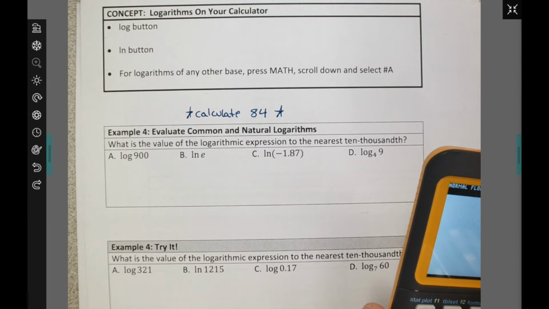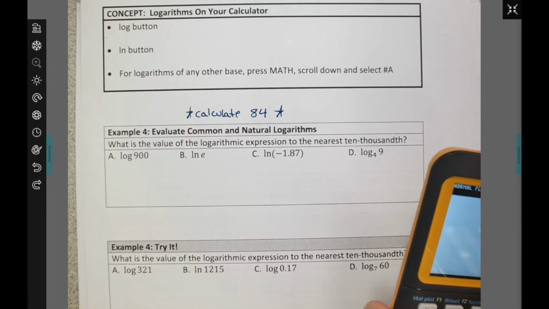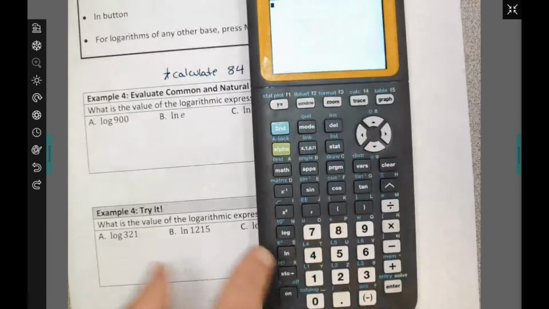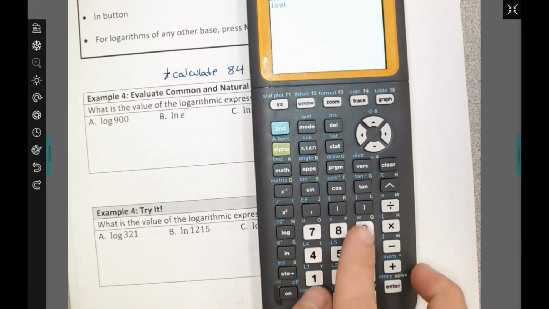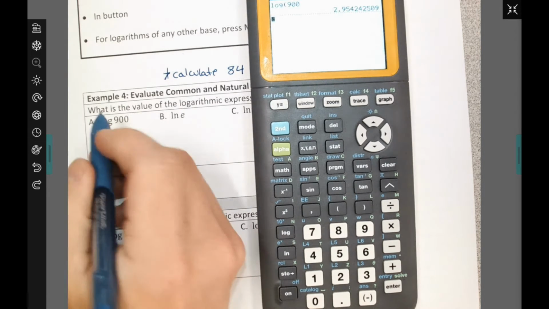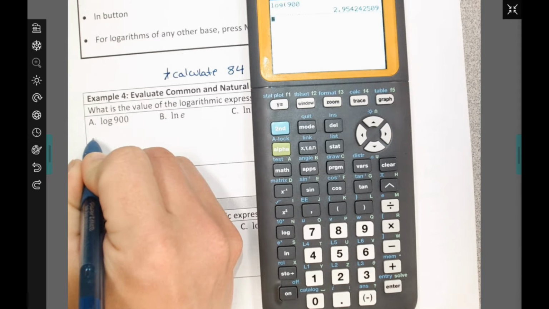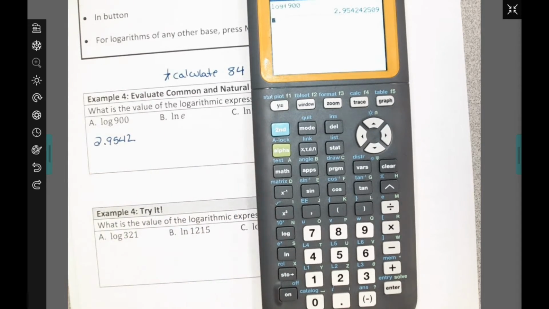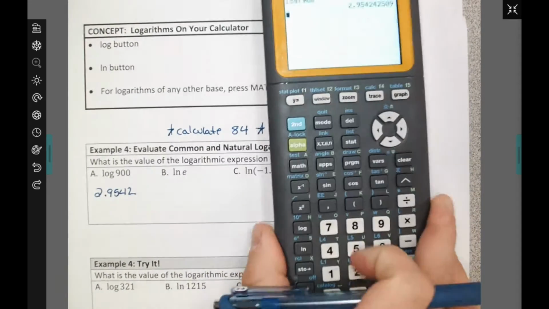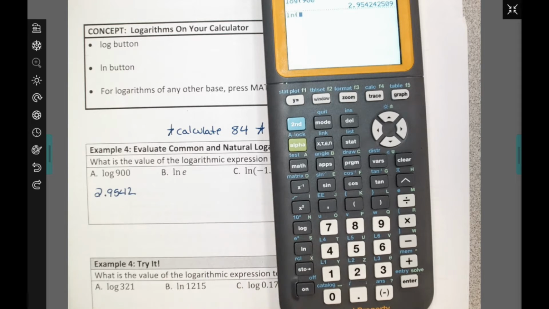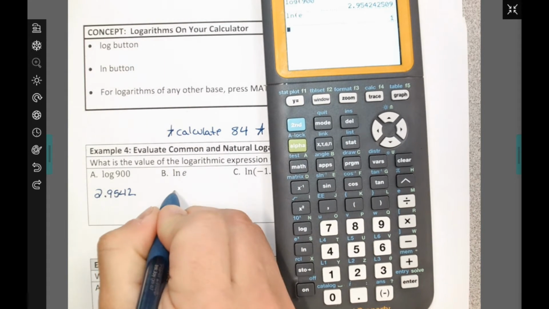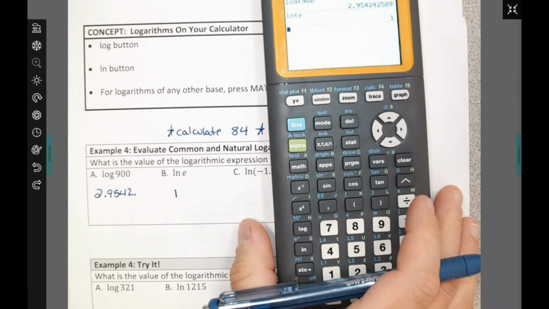I'm going to go to the 10,000th place, which is going to be the 4th decimal place. Okay, so quickly, log 900, log's on the left-hand side, so you go log 900, hit enter, and there we go. So we're going to the 4th decimal place. So it's going to be 2.9542. Done. Simple. ln. ln is on the left-hand side, so I'm going to hit ln. We got to find e. e is above division. So I hit second, divide, enter, and it's going to give me 1. Honestly, you should have been able to do that one in your head.